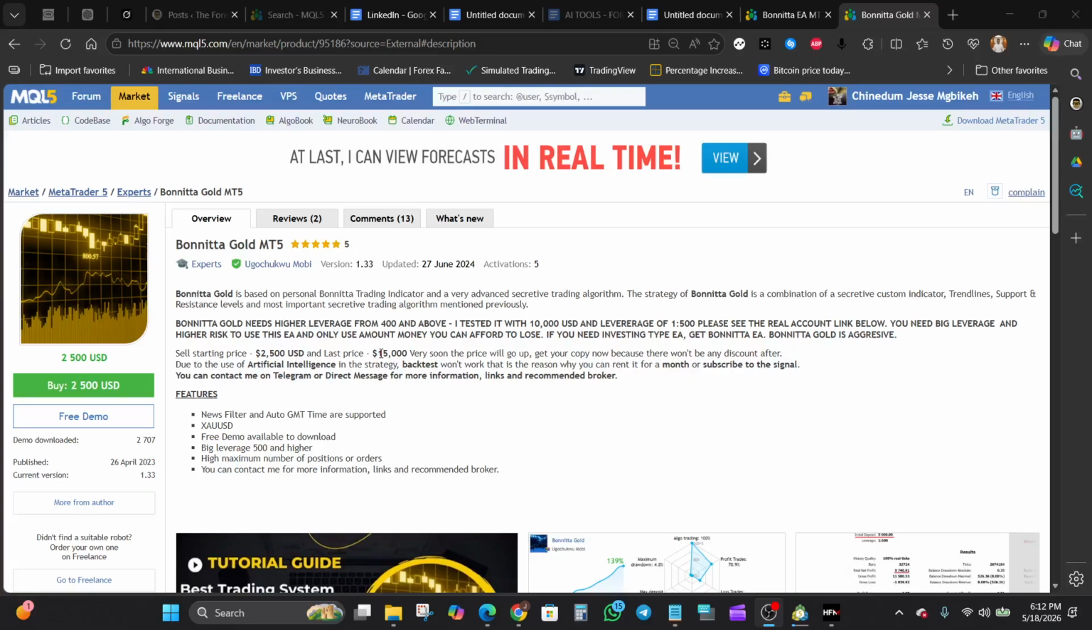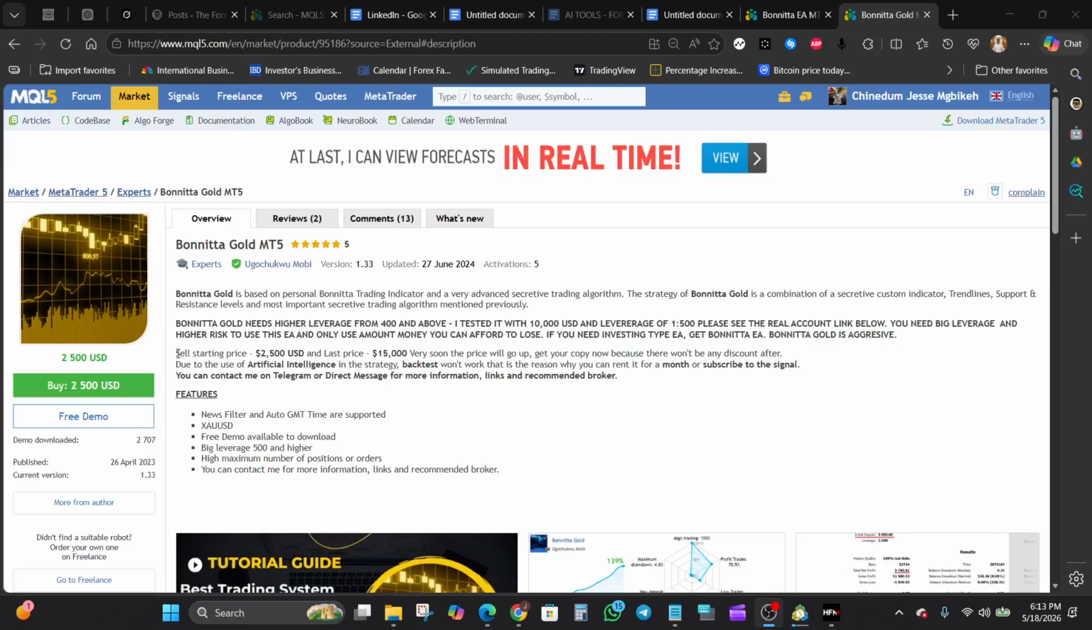So right here on the MQL5 Marketplace page, we can see the EA is currently priced at 2,500 US dollars, and the version shown here is version 1.33, updated in June 2024. The developer also mentions that the EA price will increase over time, which suggests it is being positioned as a premium system within the marketplace.